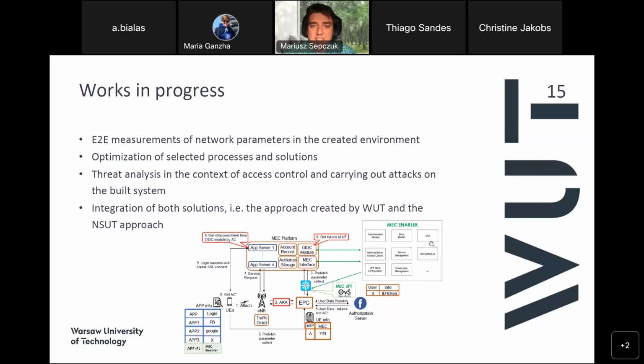And as I said previously during this presentation, the MEC enabler can be treated as a third trust party, and we can easily integrate this with the Taiwanese approach, because our colleagues from Taiwan use the Facebook and Google servers as the source of the authorization server.